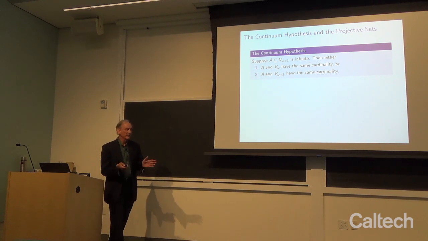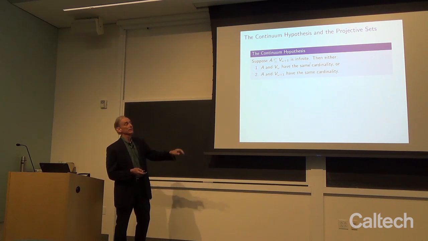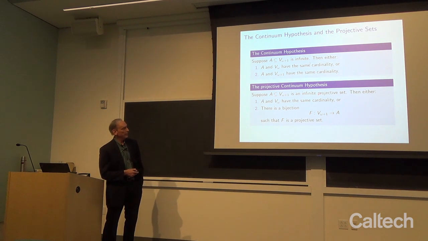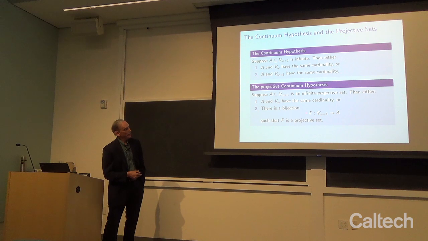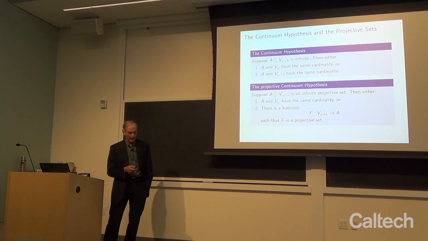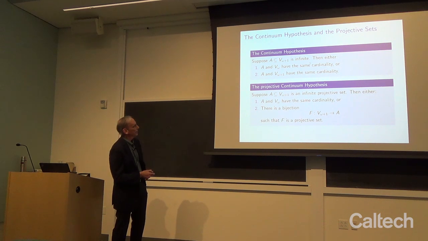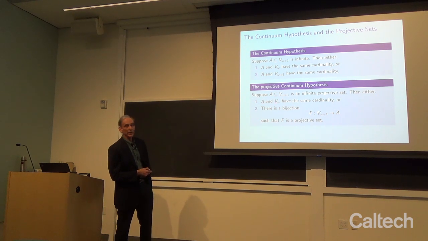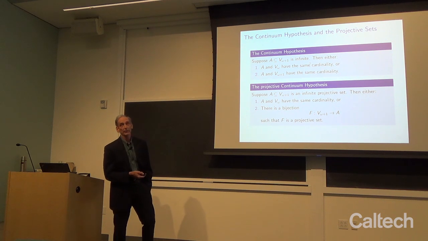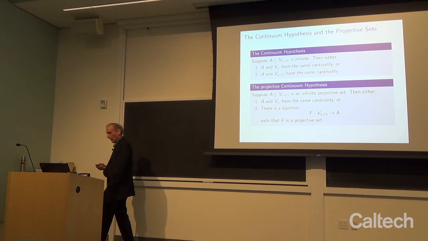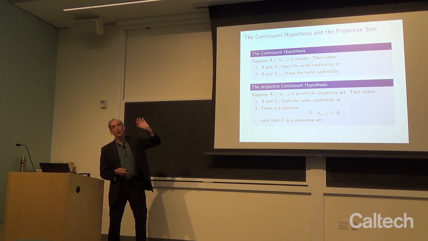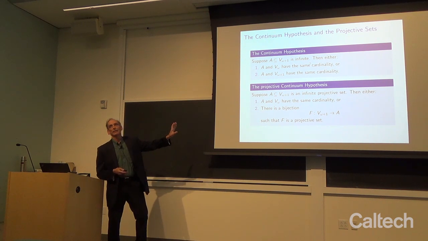Well, we've defined the simple set, so we can projectify this statement. And that's the projective continuum hypothesis. If A, a subset of V_{ω+1}, is an infinite projective set, then either A and V_ω have the same cardinality, or there's a bijection that has a binary relation which is a projective set. Now you might say, why don't I have projective here? Well, all the countable binary relations are projective. So if you have a bijection between A and V_ω, that's a countable binary relation in V_{ω+1}. It's projective. So no need to isolate that. So all we're doing is taking the continuum hypothesis, which is a statement about all sets, and we're localizing it to simpler sets.